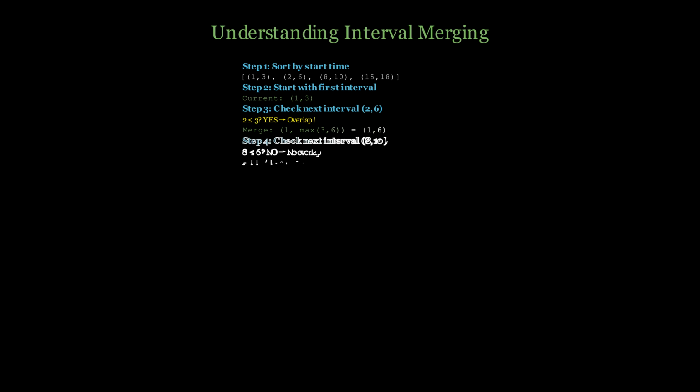Let's visualize how interval merging works step by step. First, sort intervals by start time. Begin with the first interval, [1, 3], as current.